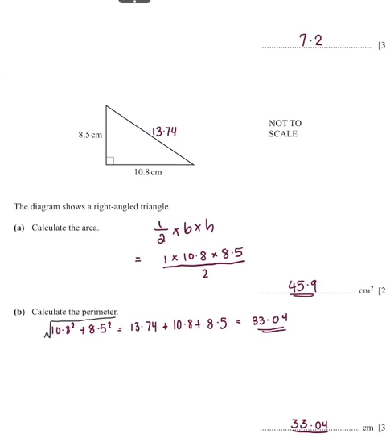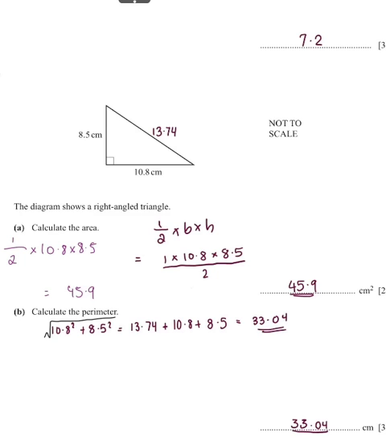Question 7. The diagram shows a right angle triangle. Calculate the area. The area of a triangle is equal to half into base into height. So you have 1 half into the base, 10.8, into 8.5. So you get 45.9. And then calculate the perimeter.